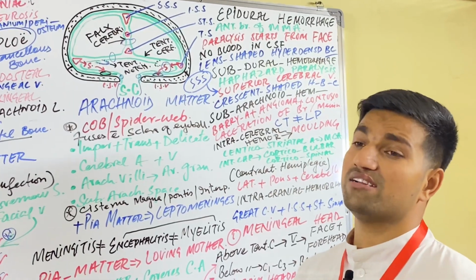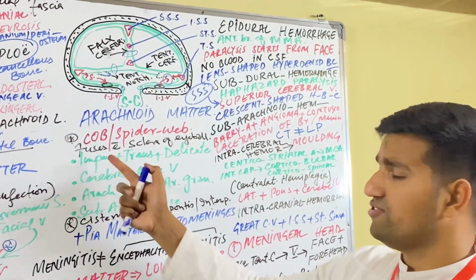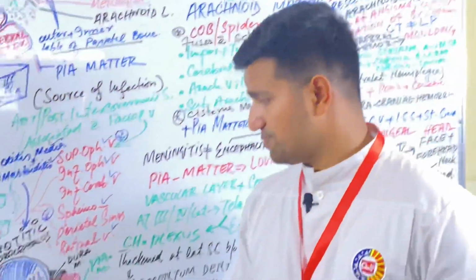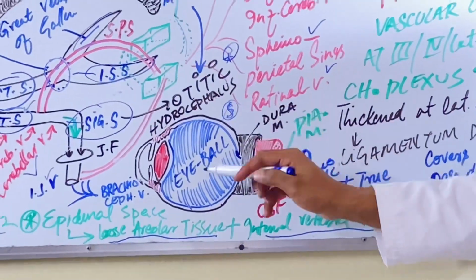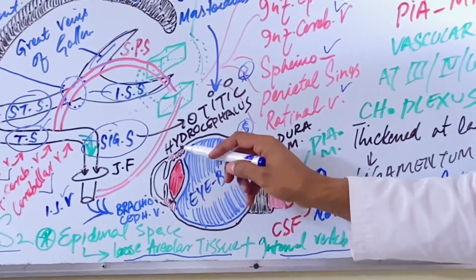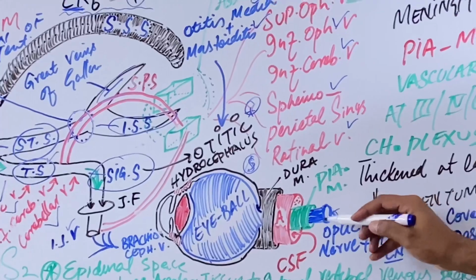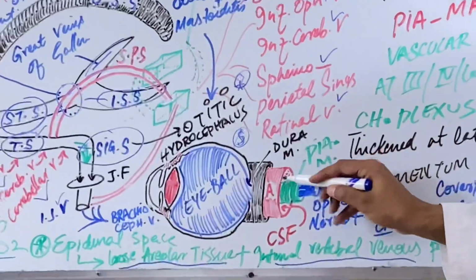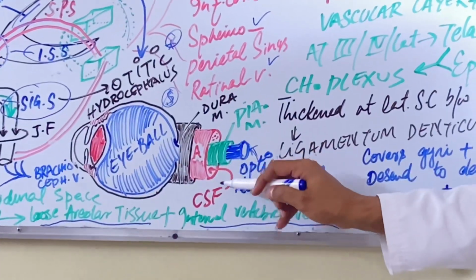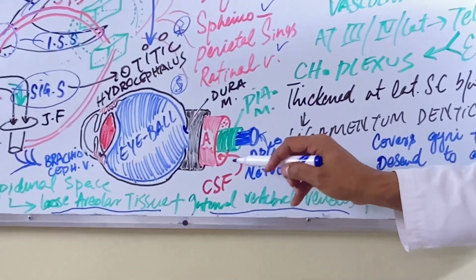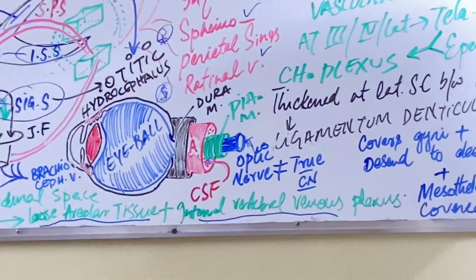Arachnoid means spider web or cobweb structure, and it fuses with the sclera. You can see over here, this is the sclera. This is the eyeball. This is the lens, iris, ciliary muscle, cornea. This is the optic nerve, covered by pia mater. Then the pia mater is covered by arachnoid mater, and then we have the dura mater covering. The arachnoid is in the subarachnoid space, where we have a flow of cerebrospinal fluid. So that is why the optic nerve is called not a true cranial nerve.